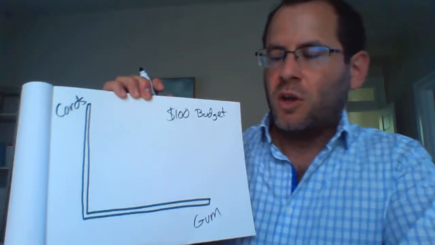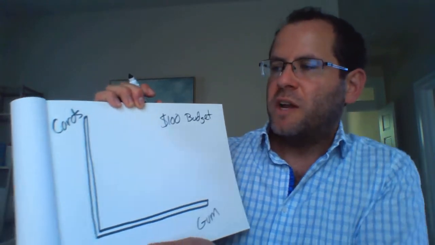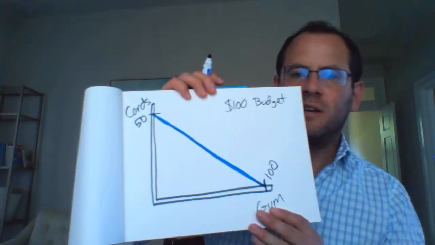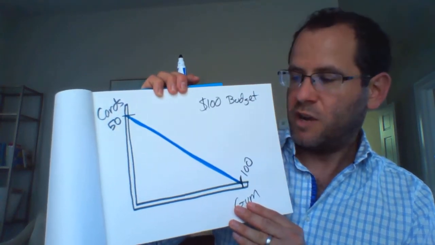$100 budget. So let's say we're told that if we spend all our money on cards, we could get 50 packs of baseball cards. So let's say we're told that if we spend all our money on gum, we can buy 100 packs of gum. And we can get any combination. That means I'm going to draw a line in between these. I'll draw it blue just for the fun of it to give us a little bit of color. So what I just drew, this line between those endpoints, is our budget constraint line.